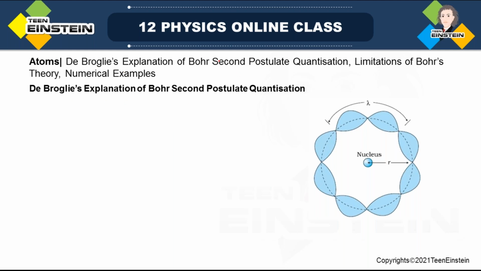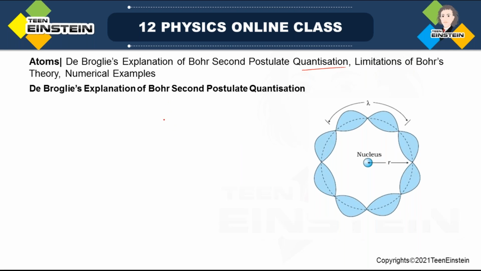So de-Broglie's explanation of Bohr's postulates, that is quantization postulates, we'll learn the second postulate, and limitations of Bohr's theory and numerical examples we'll be discussing today. So let us start. See, Bohr had given a very important and also useful postulate. The second postulate, that is the quantization of the orbits.